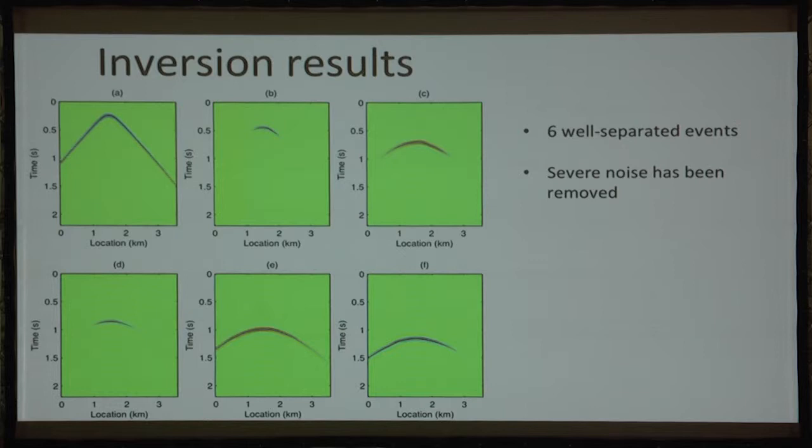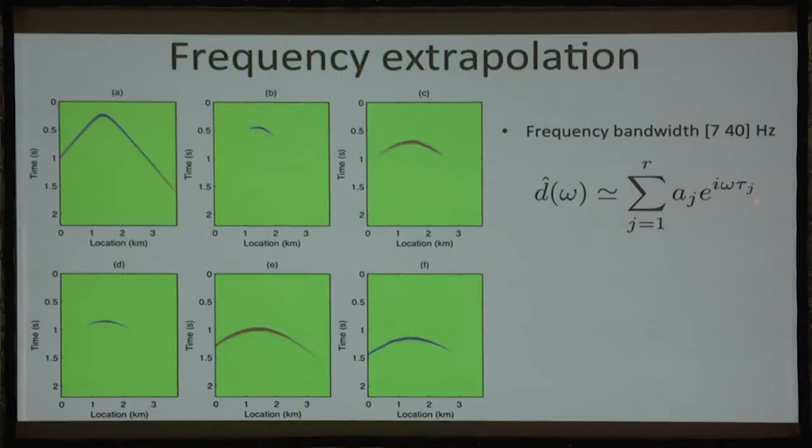This is all cool, and we can do the separation, but what we really want is to be able to extrapolate in frequency. Remember, this is the solution when we consider a bandwidth of 7 to 40 hertz. And also remember this is the data model, ignoring the wavelet term, that we have used for each trace. The biggest assumption for this algorithm is that if we consider no attenuation in the subsurface, then we can use the same amplitude and same arrival time for all the frequencies. With this, we can extrapolate to frequencies outside of our recorded range.